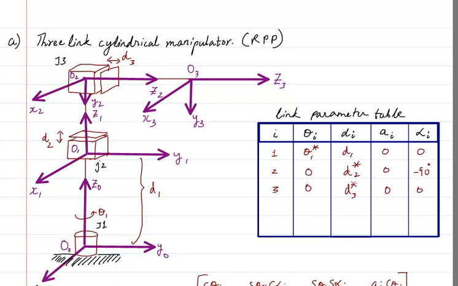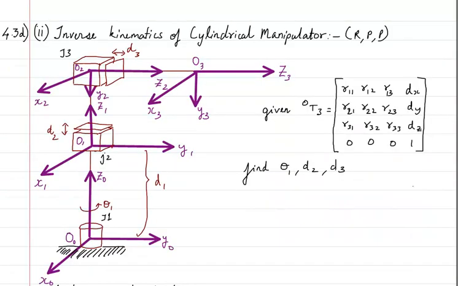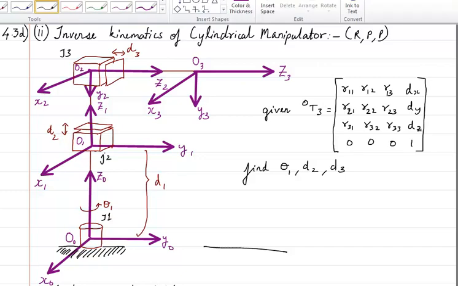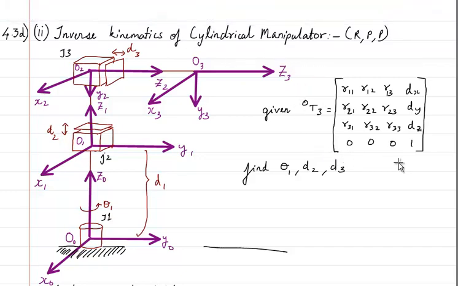So I will not repeat the same problem. What I will do is I will use that and I will try to get the answer. So this is the question. So you are given this matrix 0T3. It's already given as some R11, R12, R13 and then similarly dx, dy, dz. If it's a numerical problem, this 0T3 matrix will be written with numerical values. And then we will be asked to find out theta 1, d2, d3.